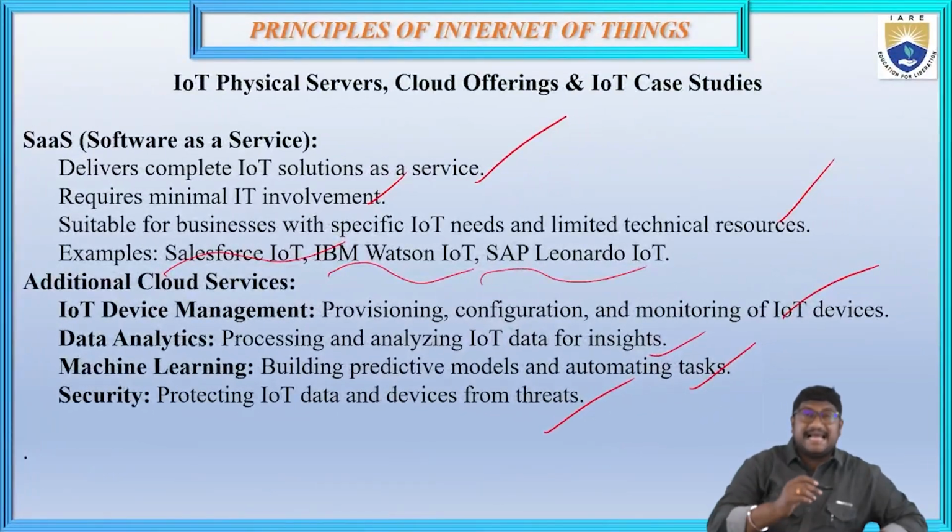And the next one, SaaS, software as a service, which delivers complete IoT solutions as a service, which requires minimal IT involvement. This particular service is suitable for businesses with specific IoT needs and limited technical resources. The best examples are Salesforce IoT, IBM Watson IoT, and SAP Leonardo IoT. These are the best examples for software as a service.